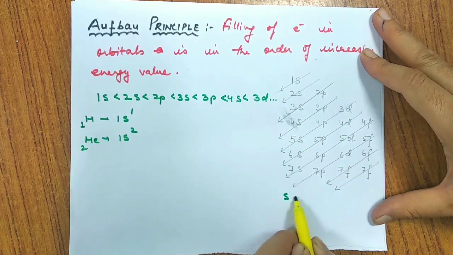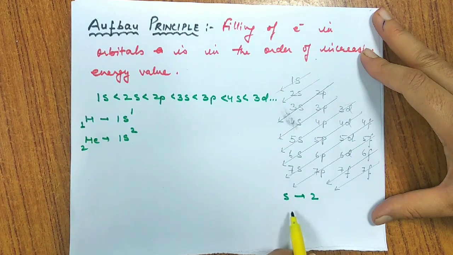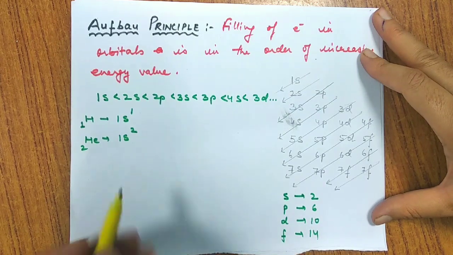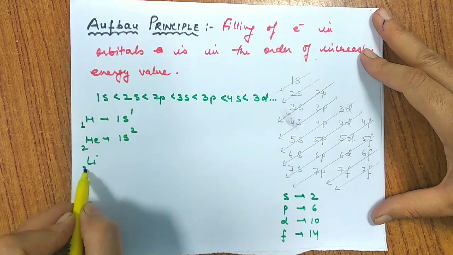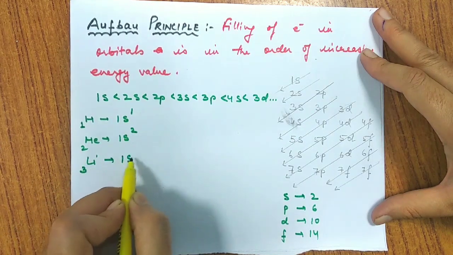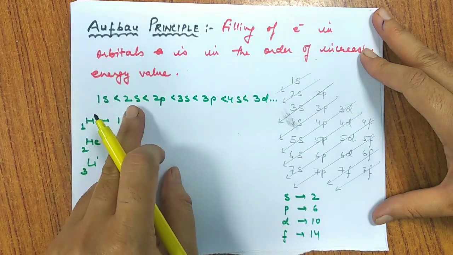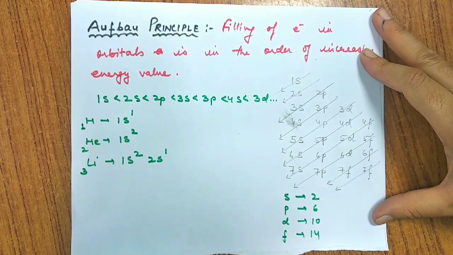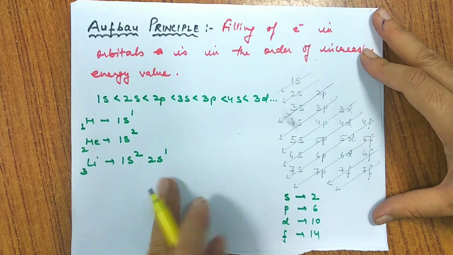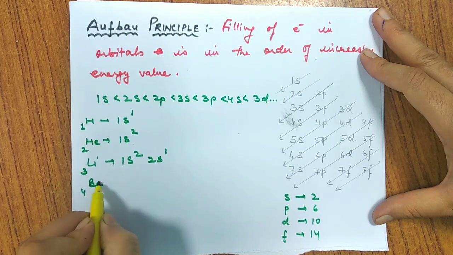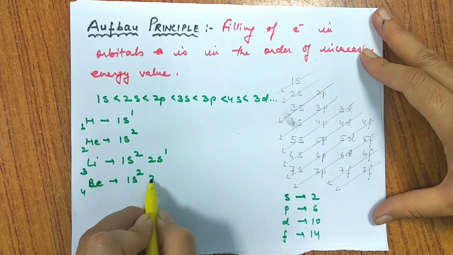Now make sure that s can accommodate only 2 electrons. This is the maximum. p can have only 6, d can have 10, and f can have 14 electrons at the most. That means this is the maximum limit for any orbital. If s is completely occupied, then in the next atom, we have a total of 3 electrons. So I'll finish 1s with 2 electrons, as the capacity of s is only 2, and then I'll move to 2s, which can be filled with 1 electron. So 1s2, 2s1. If I go to beryllium, which has 4 electrons, it becomes 1s2, 2s2.